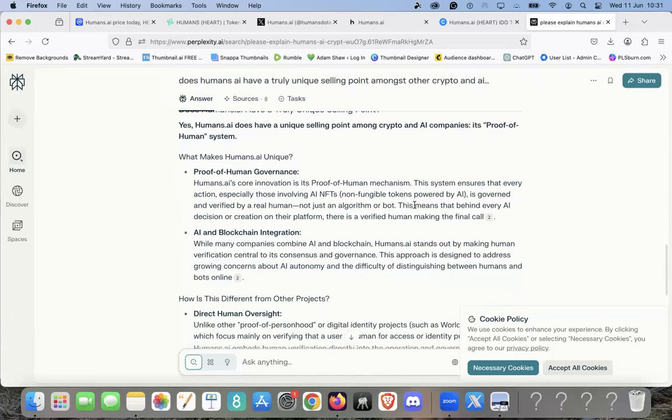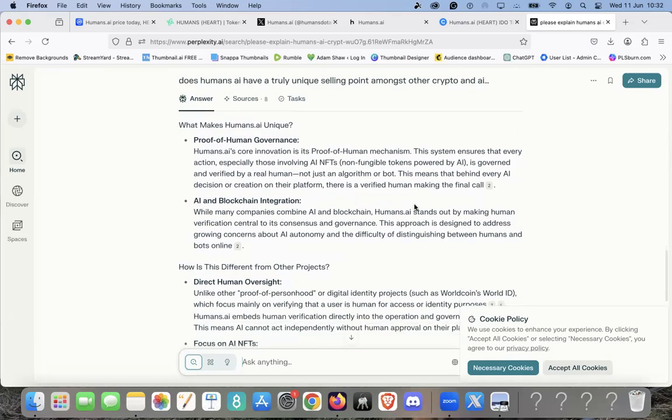And it says yes. Humans AI does have a unique selling point amongst crypto and AI companies. It's the proof of human system. So what makes Humans AI unique? So this proof of human governance, Humans AI's core innovation is a proof of human mechanism. The system ensures that every action, especially those involving AI, NFTs, is governed and verified by a real human, not just an algorithm or bot. This means that behind every AI decision or creation on their platform, there is a verified human making the final call.